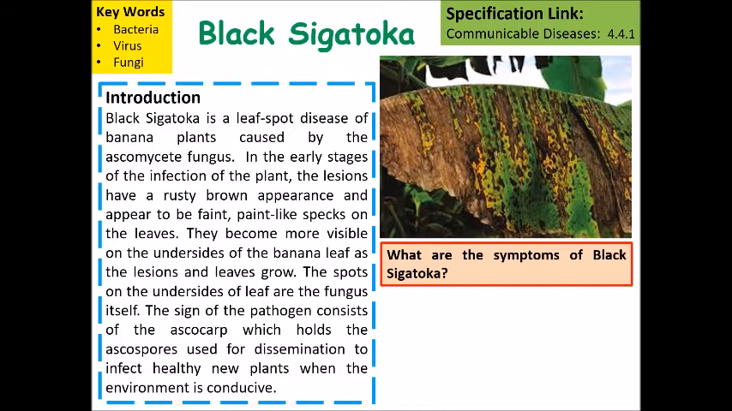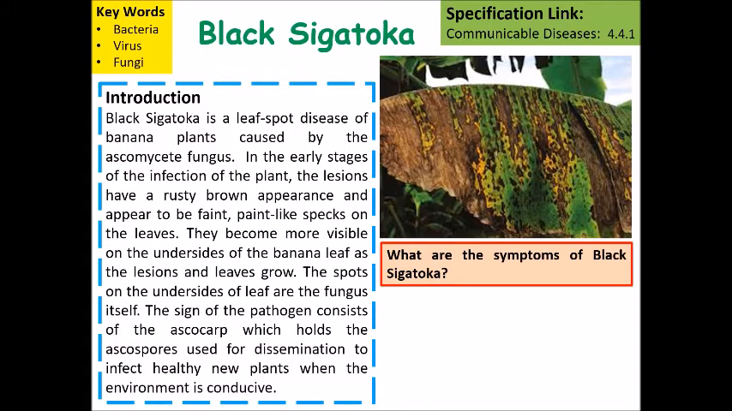They become more visible on the undersides of banana leaves as the lesions grow ever more. The spots on the underside of the leaf are the fungus itself. The sign of the pathogen consists of various things, but it will produce spores that will spread and infect healthy plants.